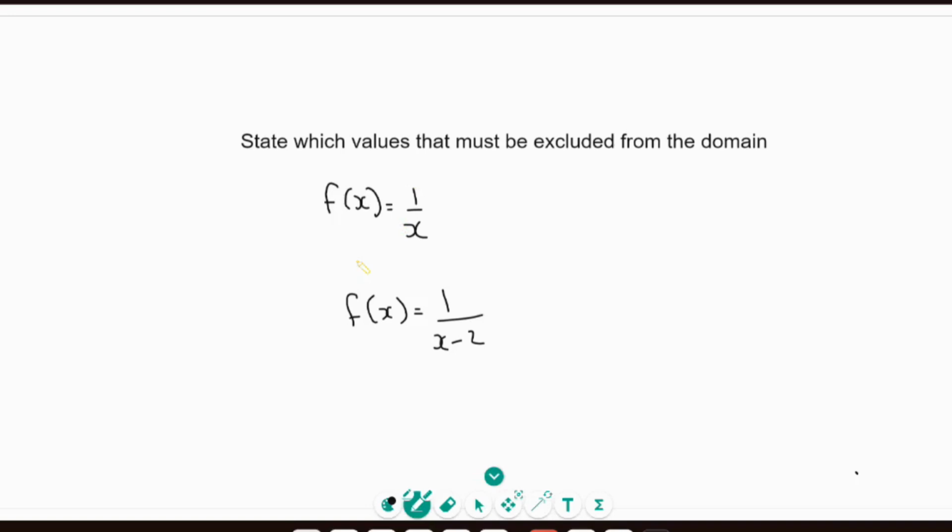You might want to use your calculator for this, but let's have a think about what value x cannot be here. Well, x could be 5. We could do 1 divided by 5. x could be negative. What about 0? What happens when you divide by 0? You get a math error on your calculator. 1 divided by 0 is impossible. x cannot be 0, but the question's asking which value must be excluded from the domain. x equals 0 must be excluded.